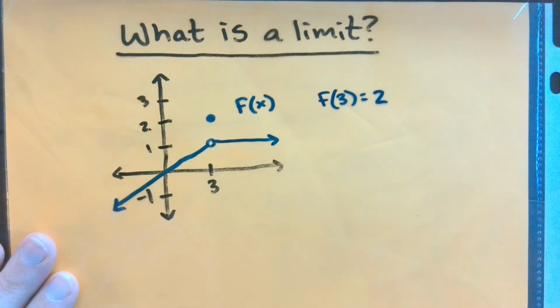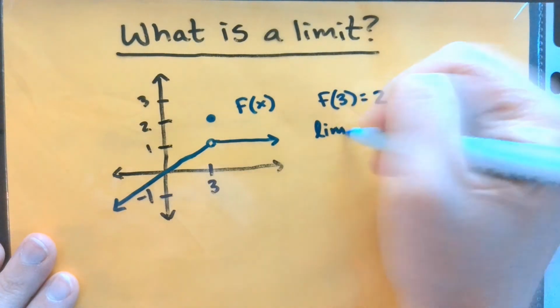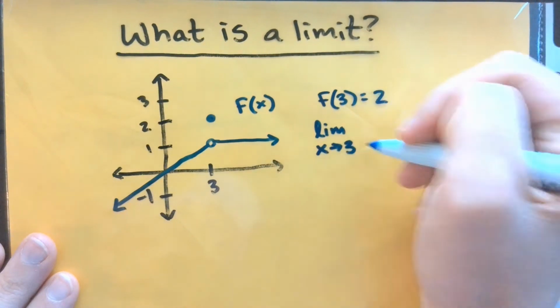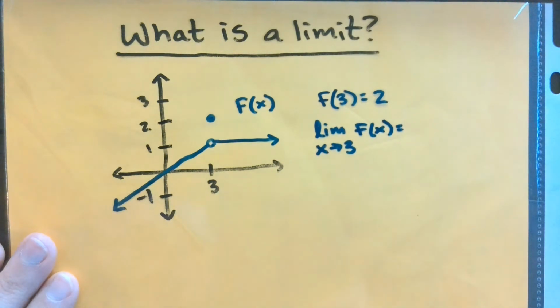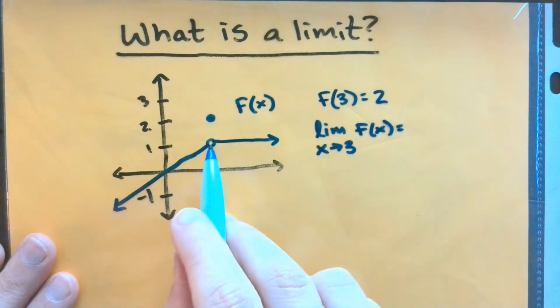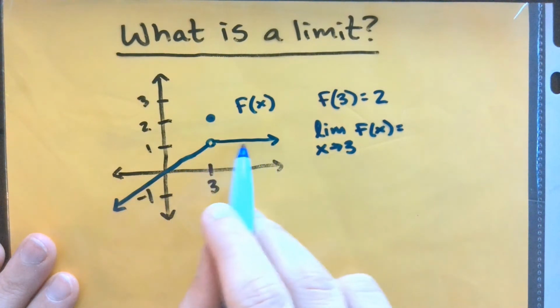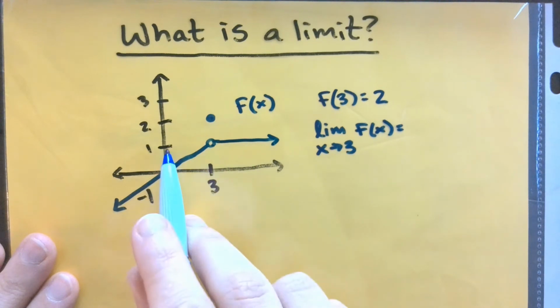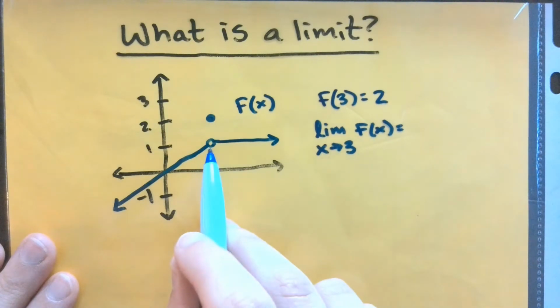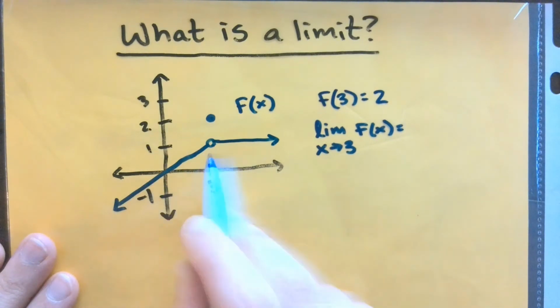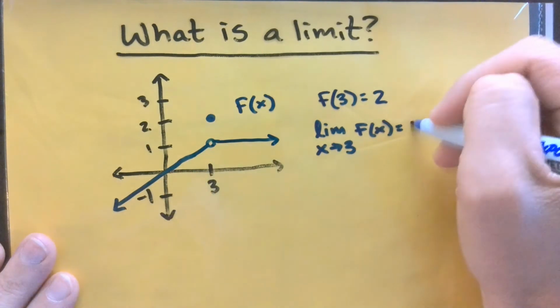For a limit, it is less about where the function actually is and more about what the function approaches. So our notation here, we're going to say the limit as x approaches 3 of f of x. And so instead of talking about where f of x actually is, we're talking about as the function gets closer and closer to 3 from either side, this function gets closer and closer to a y value of 1. So even though there's not a y value of 1 there, the limit as x approaches 3 from either side is 1.